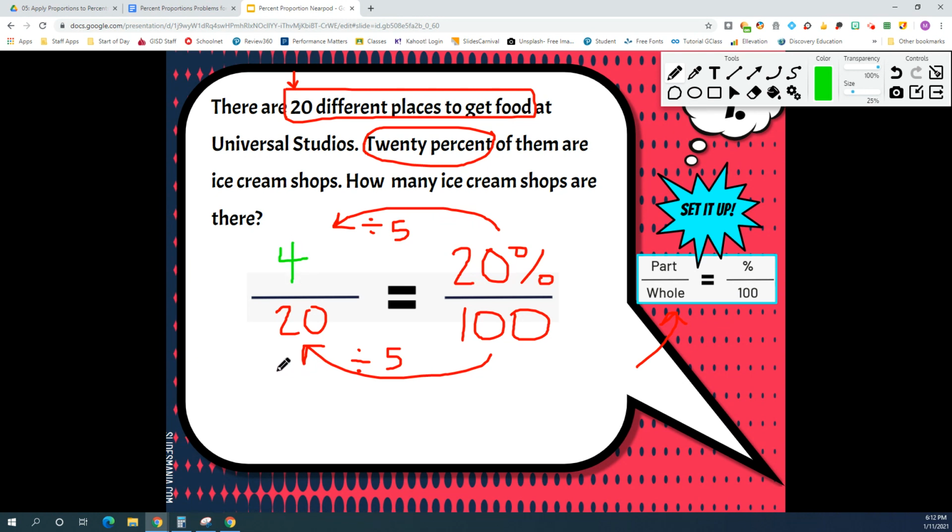4 represents how many ice cream shops there are. So the answer is 4 ice cream shops. And there you have it. So this is how you set up a percent proportion and solve it. It's just like equivalent ratios. You guys can do this. All right, go to the next slide and work on the next one.